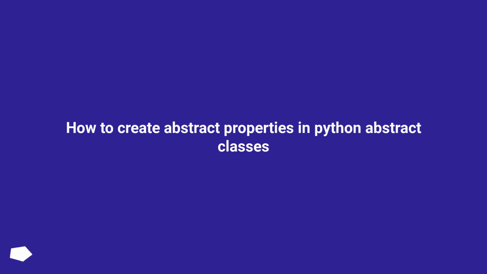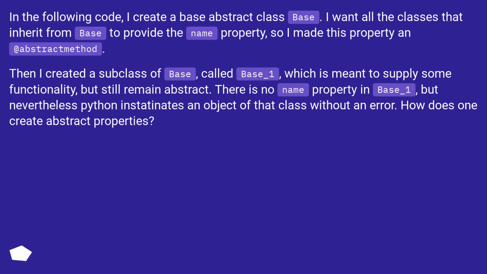How to create abstract properties in Python abstract classes. In the following code, I create a base abstract class, base. I want all the classes that inherit from base to provide the name property, so I made this property an abstract method. Then I created a subclass of base, called base_1, which is meant to supply some functionality, but still remain abstract. There is no name property in base_1, but nevertheless Python instantiates an object of that class without an error. How does one create abstract properties?